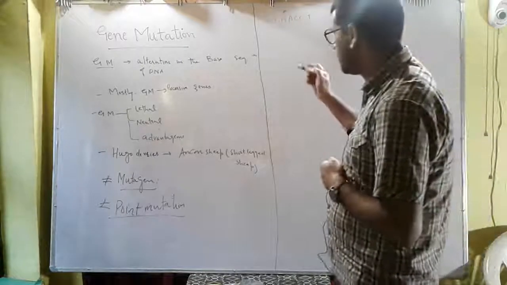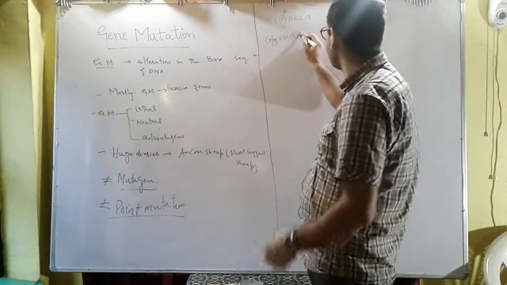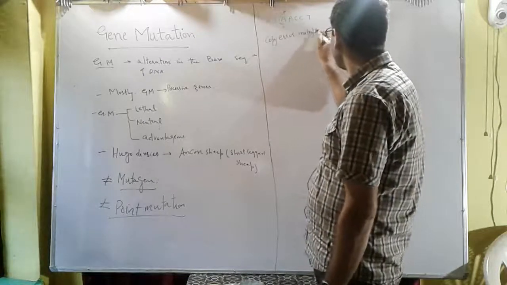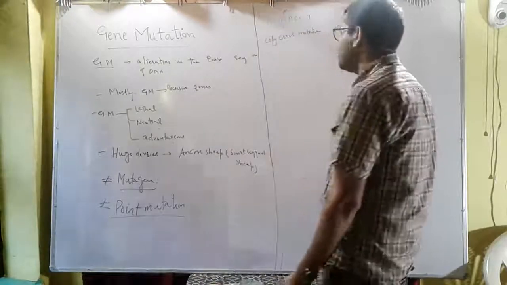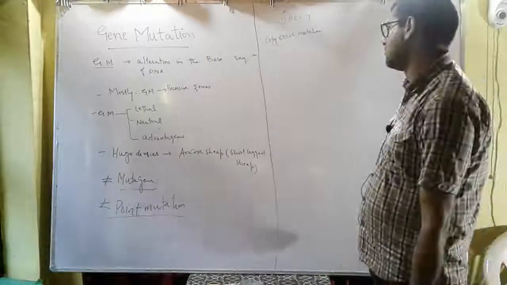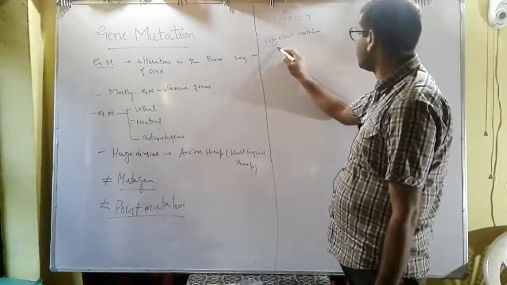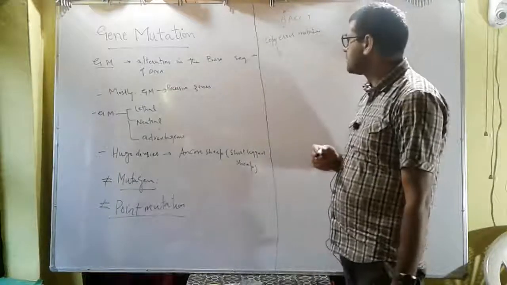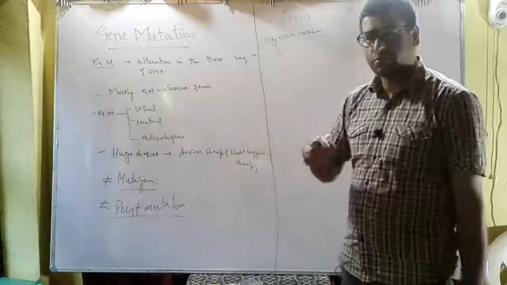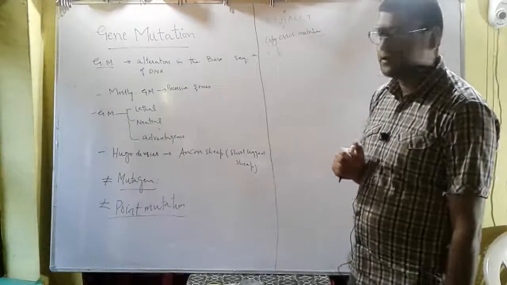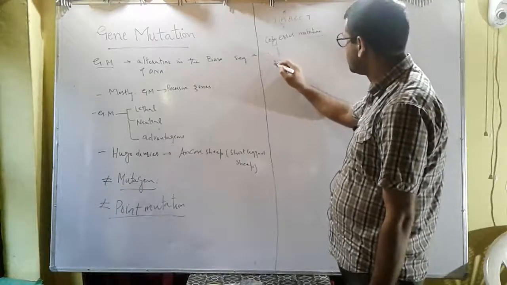Gene mutation is also called copy error mutation. It has been found that this mutation of DNA usually occurs during the replication of DNA, so we call it copy error mutation. Why is gene mutation called copy error mutation? Because most of the alterations in the base sequence of DNA occur during the replication process. So it is called copy error mutation.